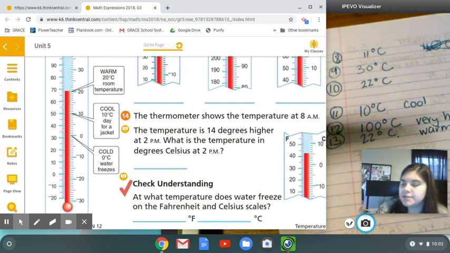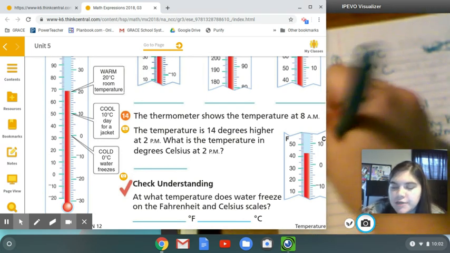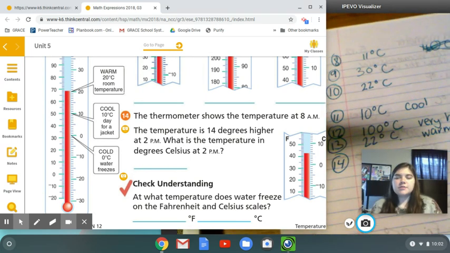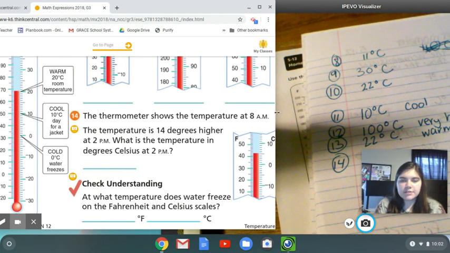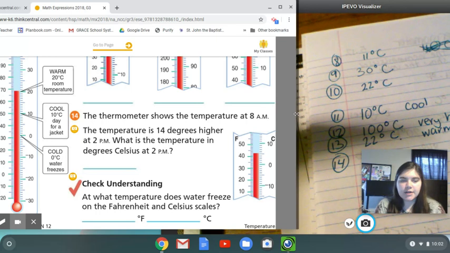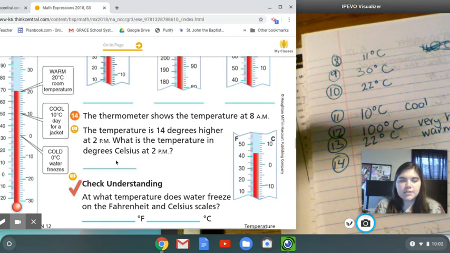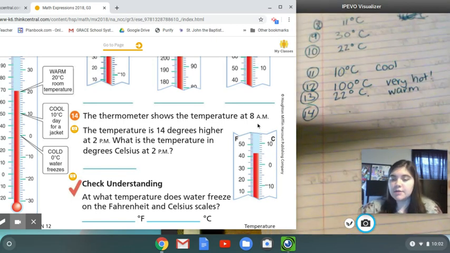And number 14 is similar to the one we did yesterday. So the thermometer shows the temperature at 8 a.m. The temperature is 14 degrees higher at 2 p.m. What is the temperature in degrees Celsius at 2 p.m.? So before I can know what it is at 2 p.m., I need to figure out what it is at 8 a.m. So this thermometer here shows me the temperature at 8 a.m.